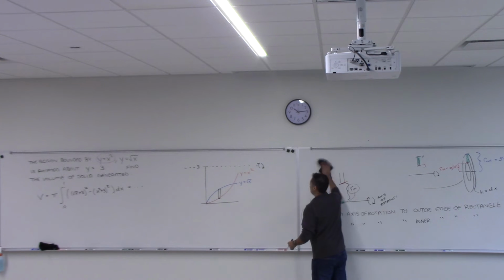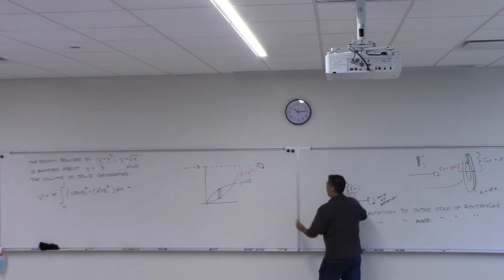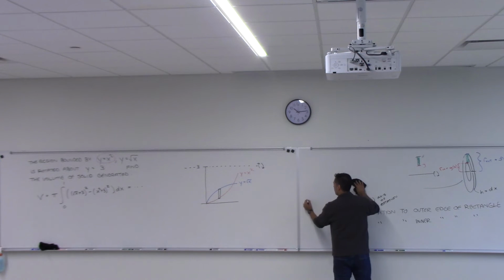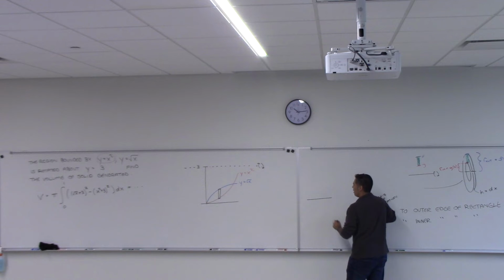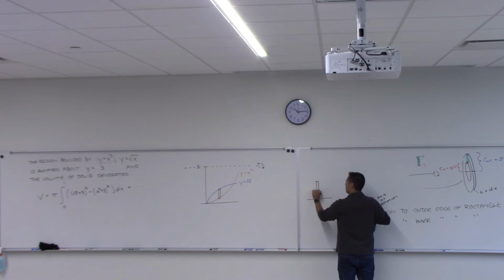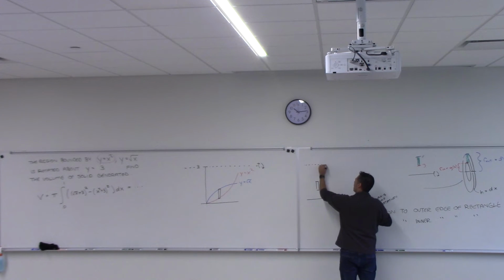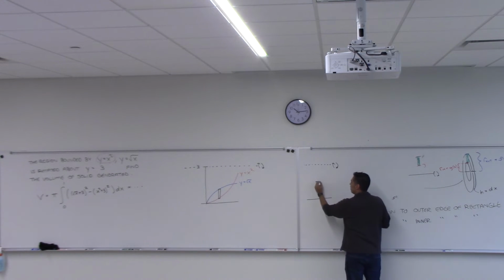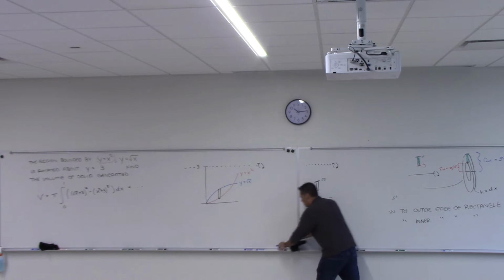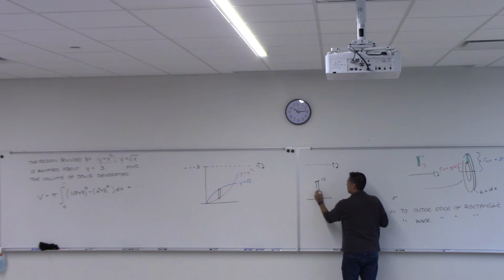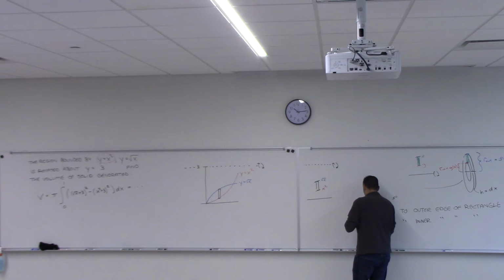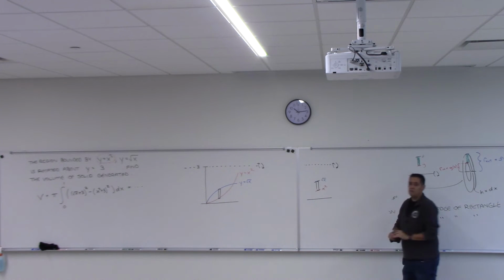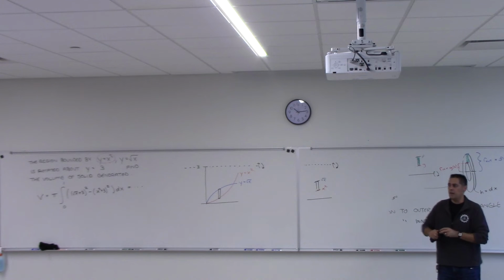Okay, I'm gonna come over here to the side, coming this way, and kind of draw it again. So here's my x-axis, right? Here's my rectangle. Here's my axis of rotation. My blue function's on top. That's square root of x. My red function's on the bottom. That's x squared. All I need now is the outer and the inner radius.